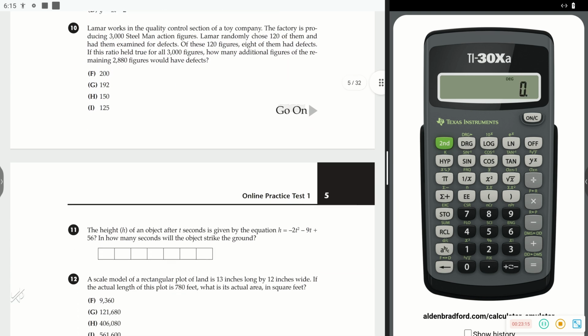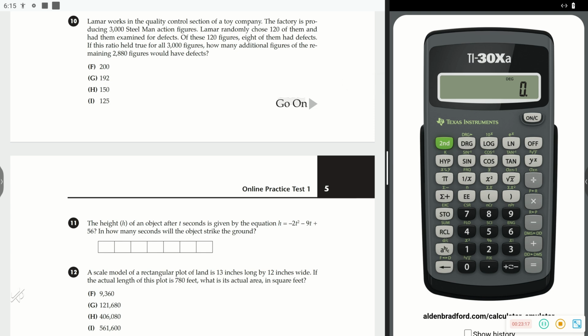Here we go. It says, Lamar works in the quality control section of a toy company. The factory is producing 3,000 Steelman action figures. Lamar randomly chooses 120 of them and examines them for defects. Of these 120 figures, 8 of them had defects. If this ratio holds true for all 3,000 figures, how many additional figures of the remaining 2,880 would have a defect?